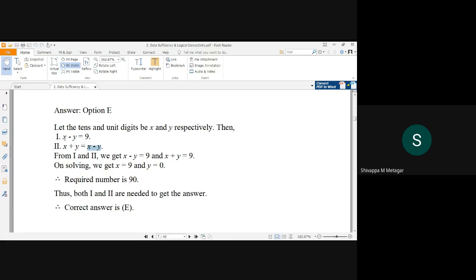So you know the value of x minus y is 9. Here both are equal: x plus y is equal to x minus y. Here you can easily get by solving this one, x is equal to 9 and then y is equal to 0. Then what is your correct answer?